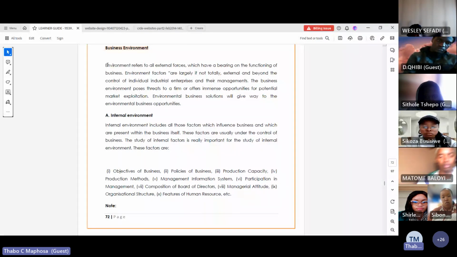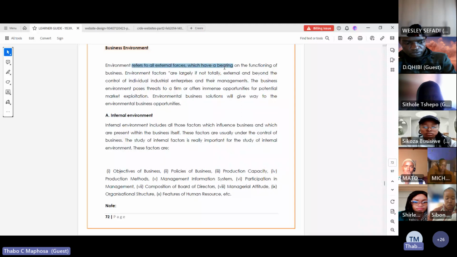So an environment refers to all the external forces which have a bearing on the functioning of a business. So that deals with the first part, which is environment. Environment refers to all the external forces that have a bearing on the functioning. Let's leave it there. That gives us a definition of an environment. So now when it comes to a business environment, we're talking about all the external forces that have a bearing on the functioning of a business.